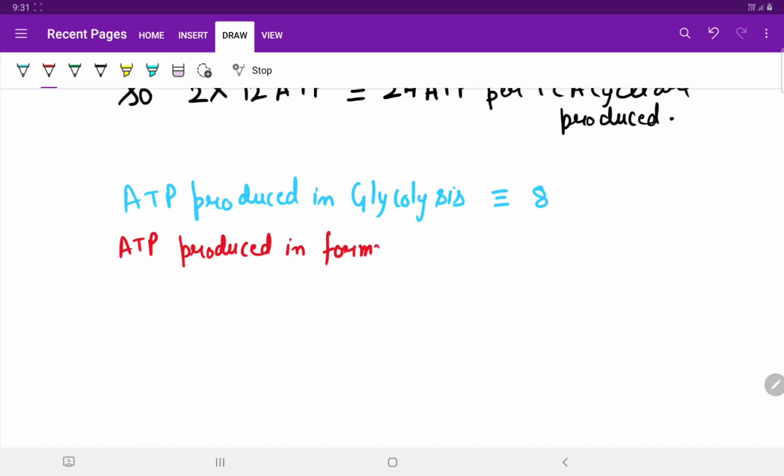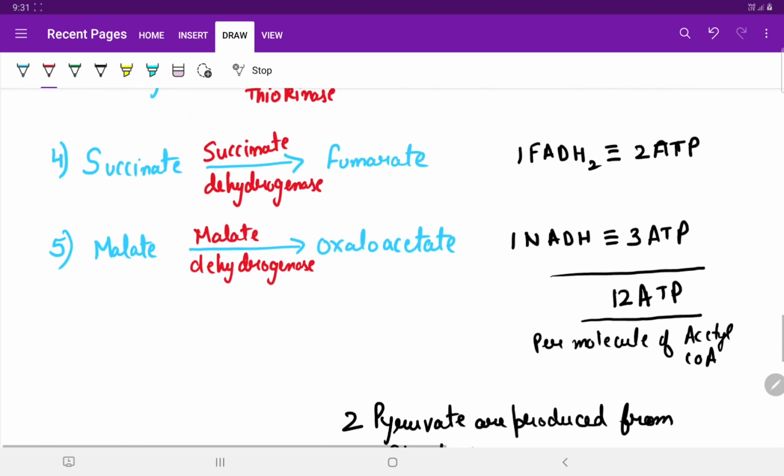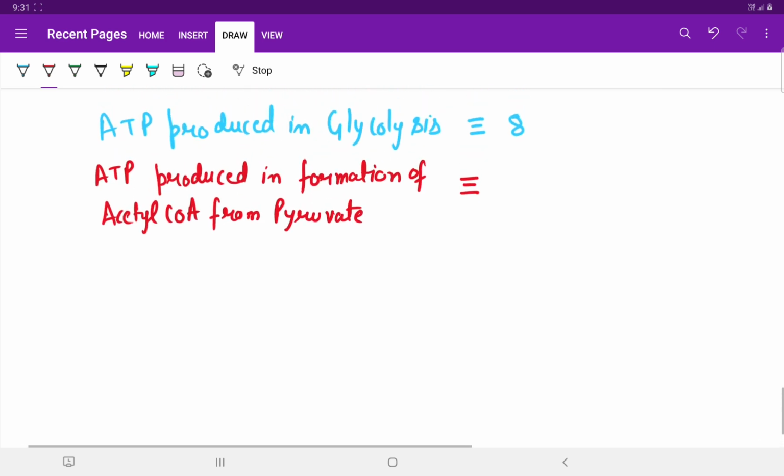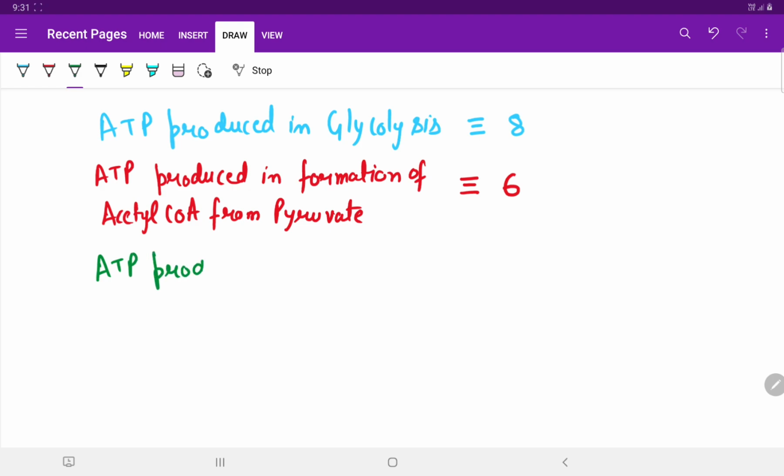in formation of acetyl coenzyme A from pyruvate. So in this step 2 NADH molecules are produced, or we can say 1 NADH is produced. So for 2 pyruvate molecules this is equivalent to 6 ATPs. And at last ATP produced in TCA cycle, we all know that is equivalent to 24 ATPs.